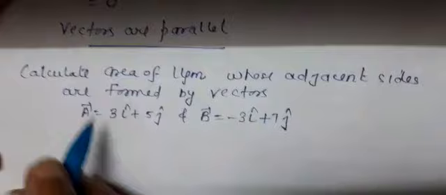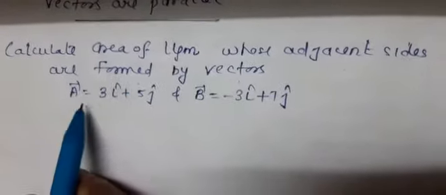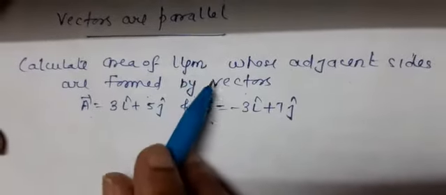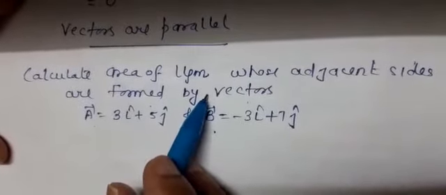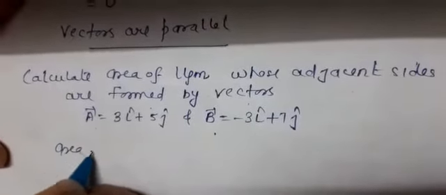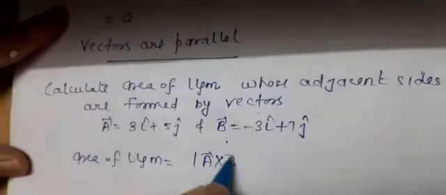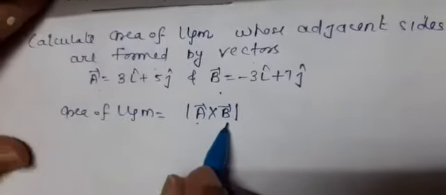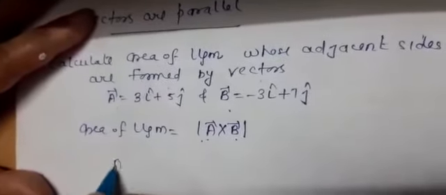Now the next numerical: calculate the area of the parallelogram whose adjacent sides are formed by the vectors A and B. Here you have to calculate the area of the parallelogram. By the geometrical interpretation of the cross product, we have used one result: what was that? The area of the parallelogram was equal to the modulus of A cross B. So first of all you have to calculate A cross B, and then you have to take its magnitude. So let me apply it.